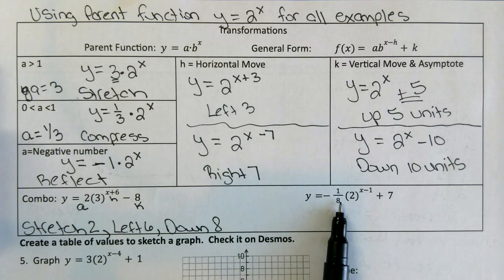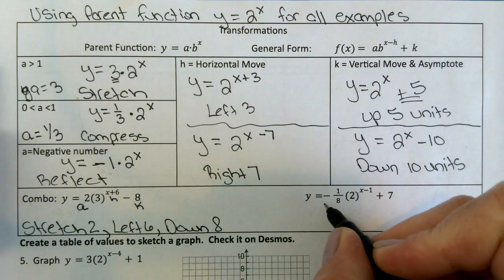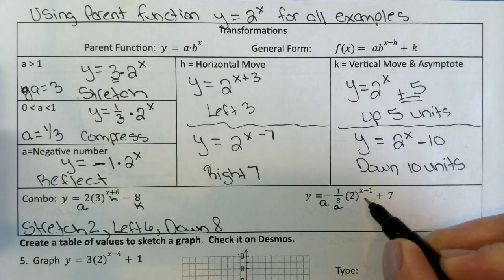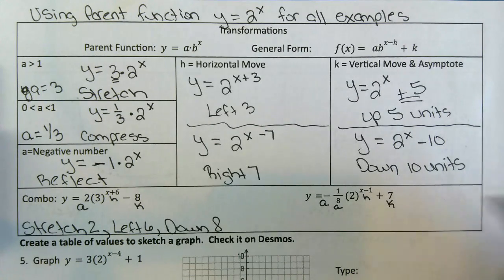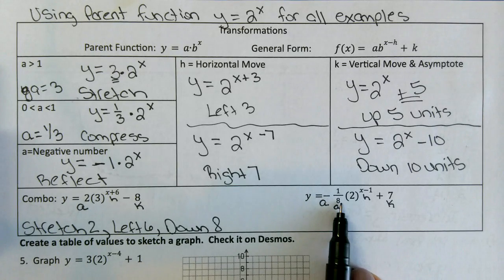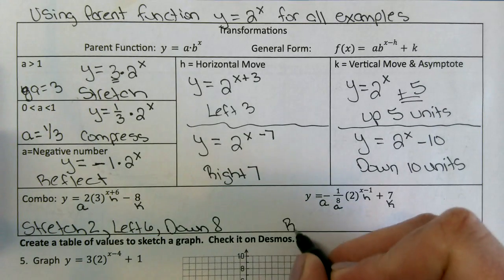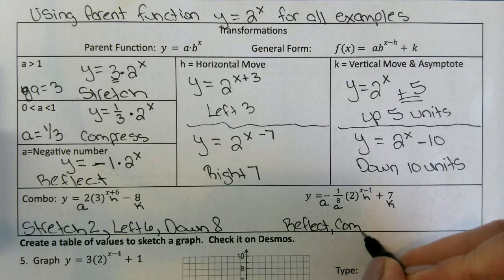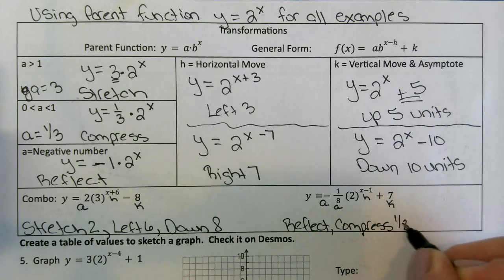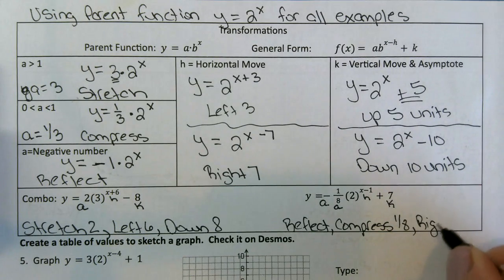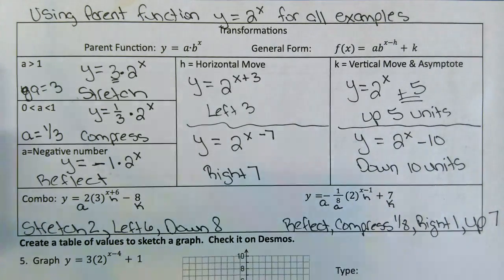All right, over here, we have 2 a's going on. So I have the negative and I have the 1/8. x minus 1, that's my h. And then the plus 7 is my k. So this negative and this 1/8 are doing 2 things. The negative is making it reflect. The 1/8 means it is going to compress by 1/8. x minus 1 means that it is going to go right 1. And plus 7 means it is going to go up 7 units.